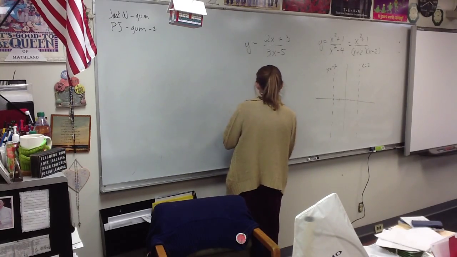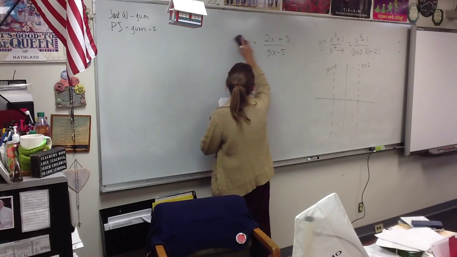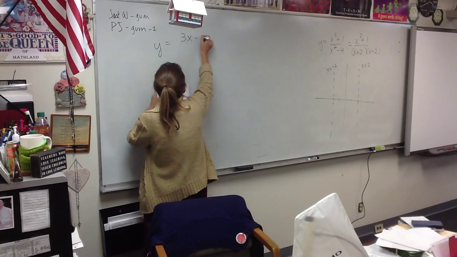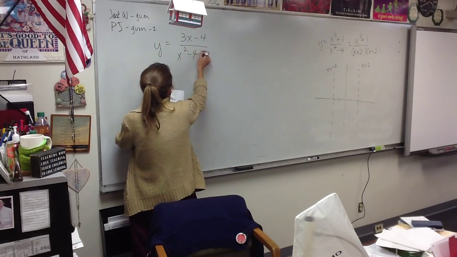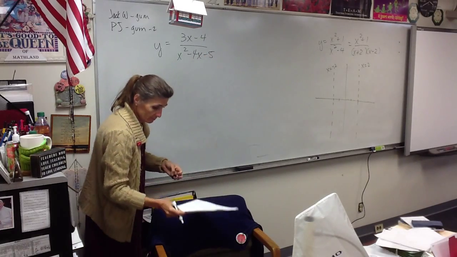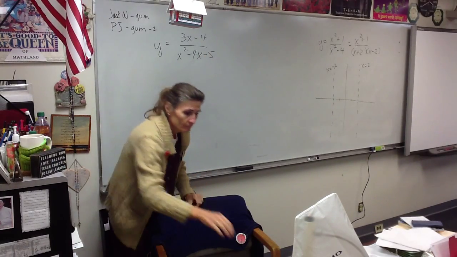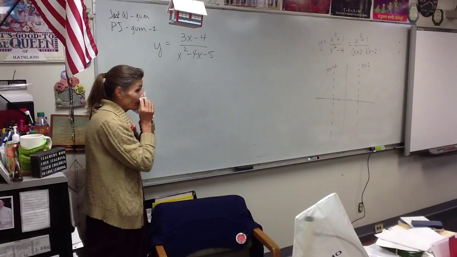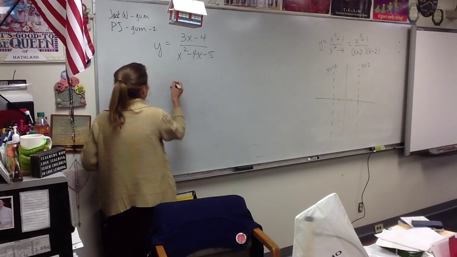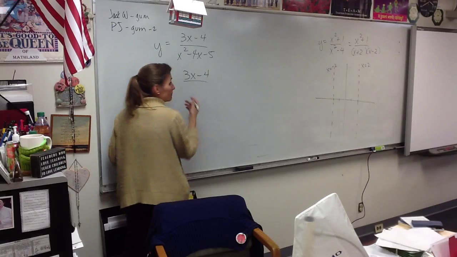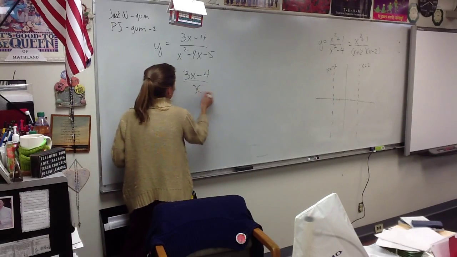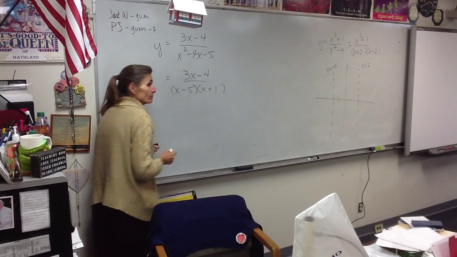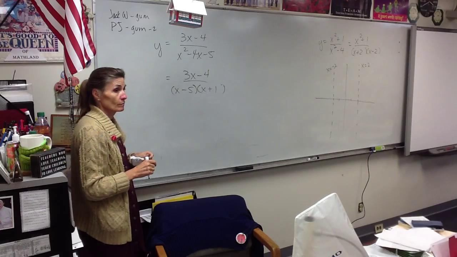All right, one more easy one, and then they get a little bit harder. What about this one? What do you want to do with that? Factor? How does it factor? The top doesn't. But the bottom does. How does the bottom factor? X minus 5, x plus 1. X minus 5 plus 1? Is that right?